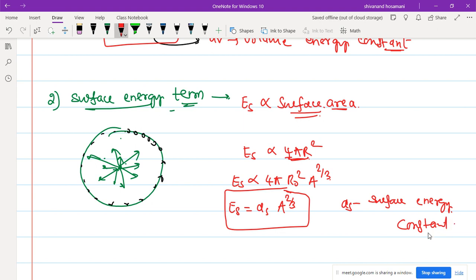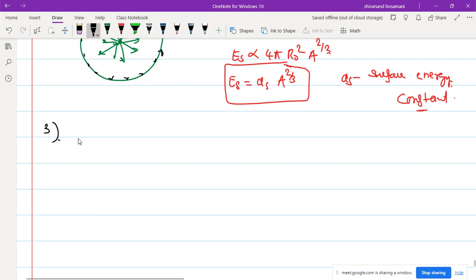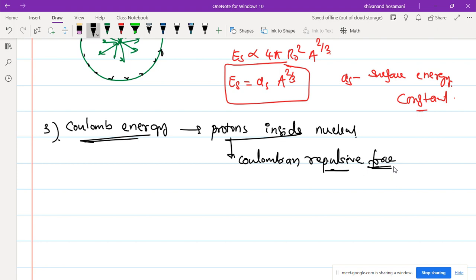Then the third one is the Coulomb energy term. Why is there a Coulomb term? Charge, isn't it? The Coulomb energy term is due to the protons inside the nucleus having Coulombian repulsive force. Why are they repulsive? Because of the presence of the same charge. Due to this, there is a change in its energy. And therefore, the Coulombian repulsive energy will decrease the binding energy of the nucleus.